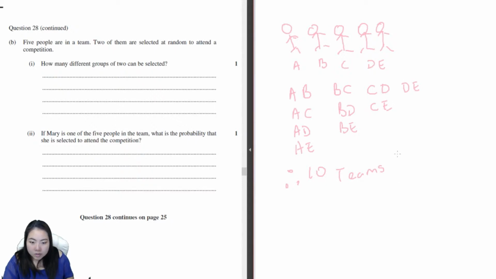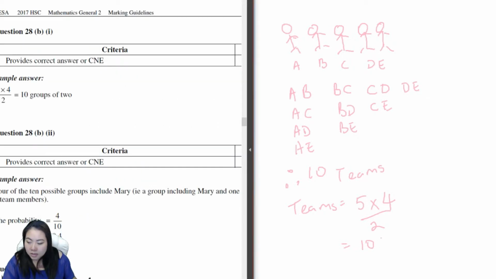The other way that you could do it is that for the first person, there are 5 possibilities. And for the second person, there are 4 possibilities. However, you need to divide by 2 because again, when they are back to front, it's the same team anyway. So you need to divide by how many people there are. In this case, there are 2 people. And so you divide by 2 and that gives you the 10 teams as well. Let's check the answers. Okay, so they did it the second way. There are 10 groups of 2.